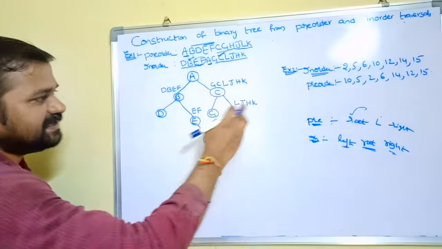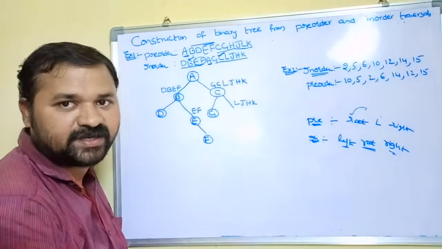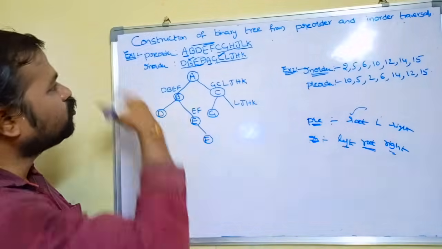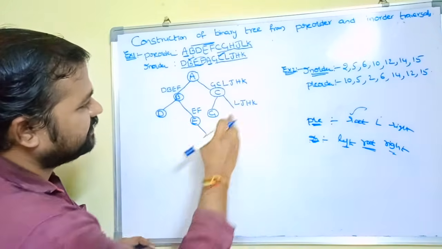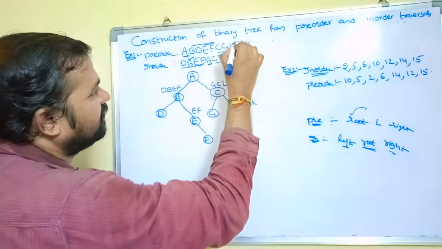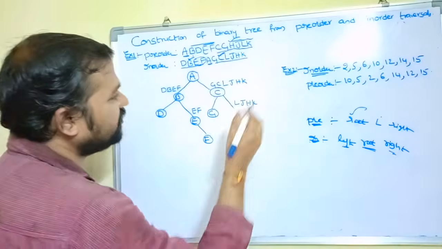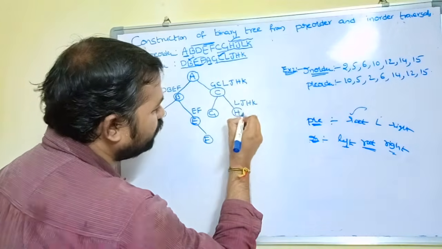Next, L, J, H, K. So which is the root node? In order to determine the root node, we have to go to pre-order traversal. H, J, L, K. So what is the first node? H. So H will become the root node.